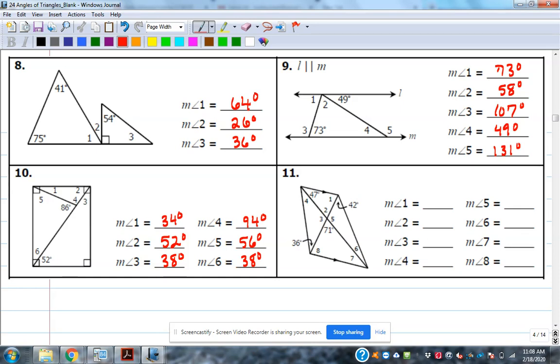Number 11, even more fun. This one has a little notation in there. It's easy to overlook. Yeah, we got some parallel lines in there. I heard angle 2 was how much? Why?